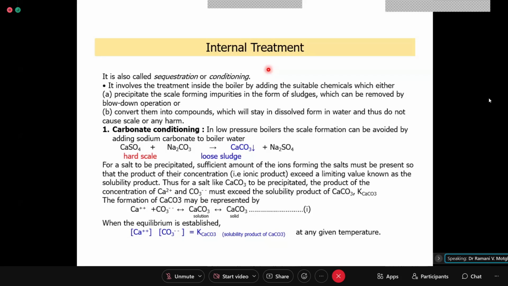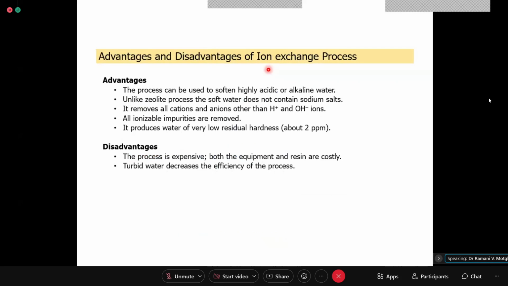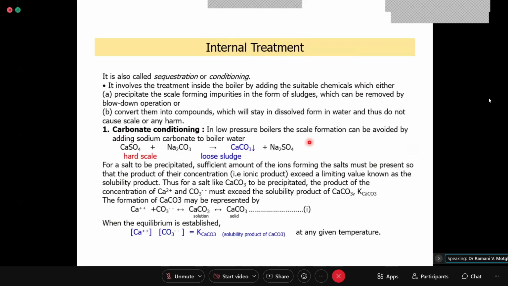the next part is internal treatment. When your water has very high hardness, say raw water is hard, like 200 or 250 ppm, then the water is treated first with the lime soda process to bring down the residual hardness, then it is fed into the ion exchange process. Even from the ion exchange process, the water coming out will have some 2 ppm of hardness. When it goes into the boiler, because of continuous boiling and steaming, this 2 ppm goes on increasing and scale and sludge may form.